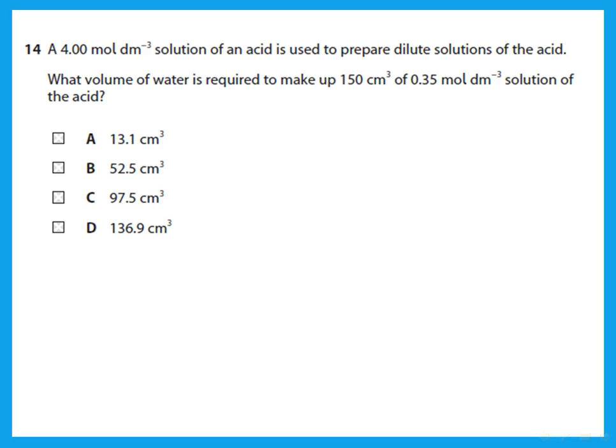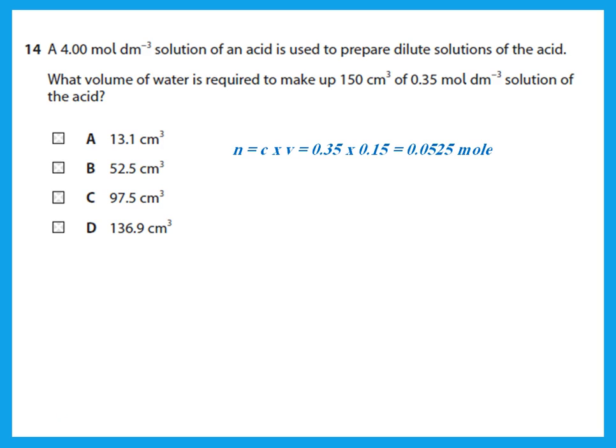So first of all, the first thing we usually do is get the number of moles in that required solution. The number of moles in the 150 centimeter cubed of 0.35 would be concentration times volume. The concentration is 0.35. Do not forget to divide the volume by 1000 to change it from centimeter cubed to decimeter cubed. So that is the number of moles that we want.